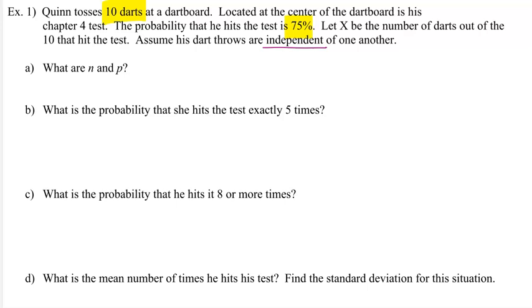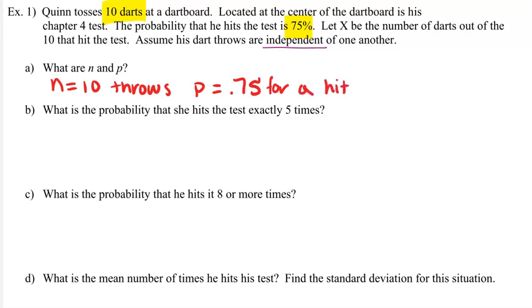So we want to know what our N and P are. I just kind of did a little recap for us, but our N is going to be the 10 throws, and the P is going to be 0.75 for a hit. Because that's all we care about right now. That would be our success.